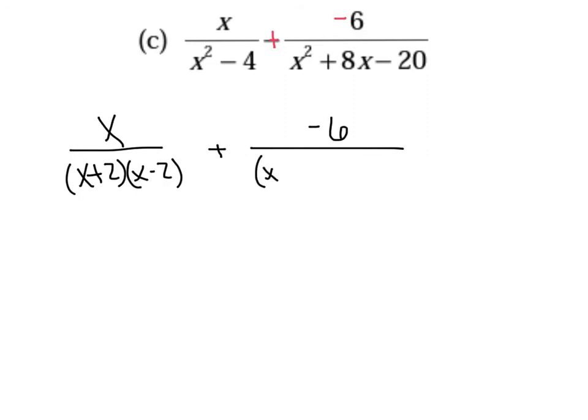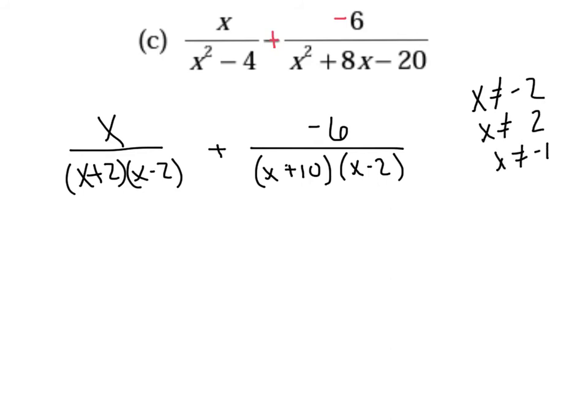And let's see, how about x plus 10 and x minus 2, because they add up to positive 8, multiply to -20. Alright, what are those domain restrictions? I'm going to say that x is not allowed to equal -2, x is not allowed to equal positive 2, and x is not allowed to equal -10 real quick.